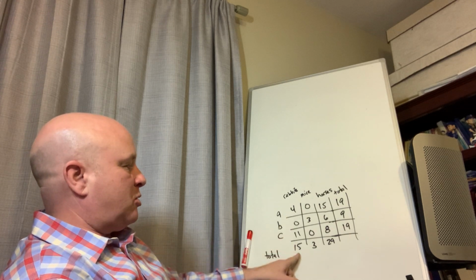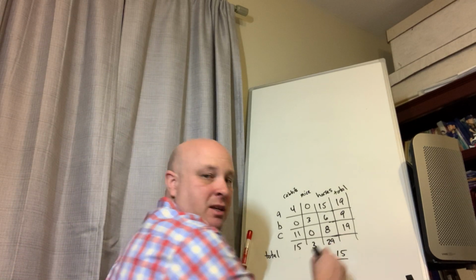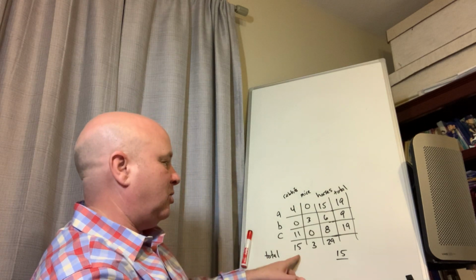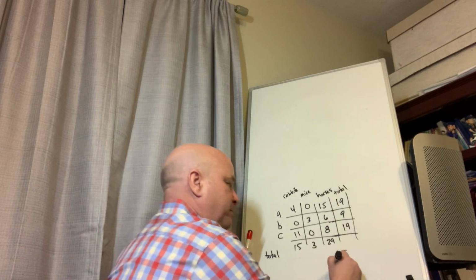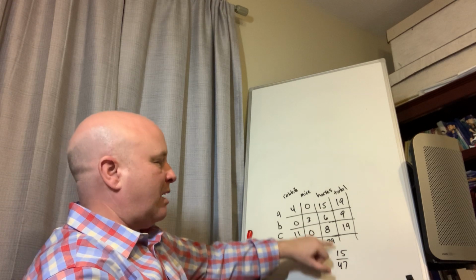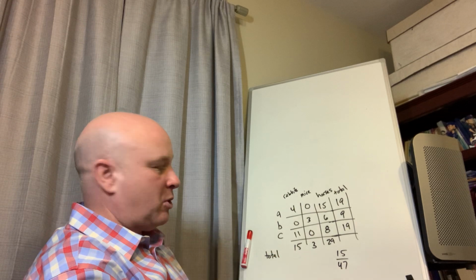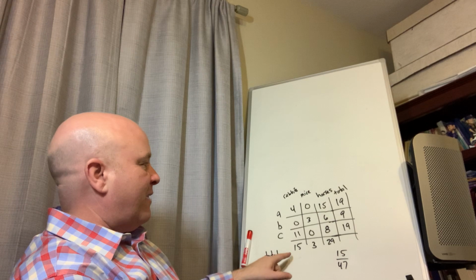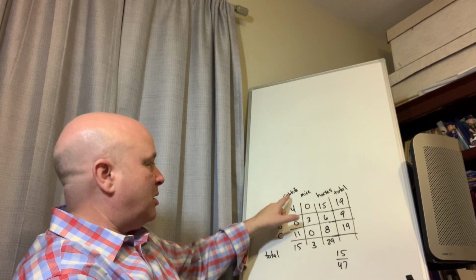Well, we know that there's a total of 15, but 15 what? We don't know yet what the denominator is. We have to add these up. 15 plus 3 is 18, plus 29 is 47. Notice that if I add my totals across, they should equal 47. If I add my totals down, should also equal 47, unless I've done something wrong somewhere. So I can say here that 15/47 of all pets are rabbits.